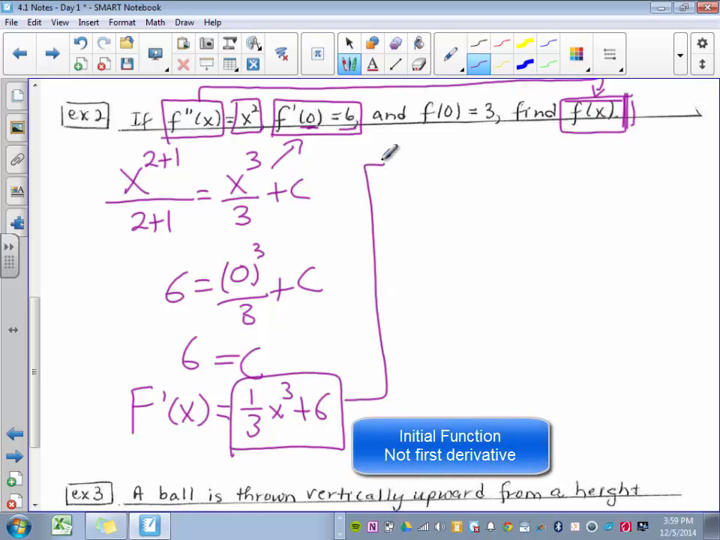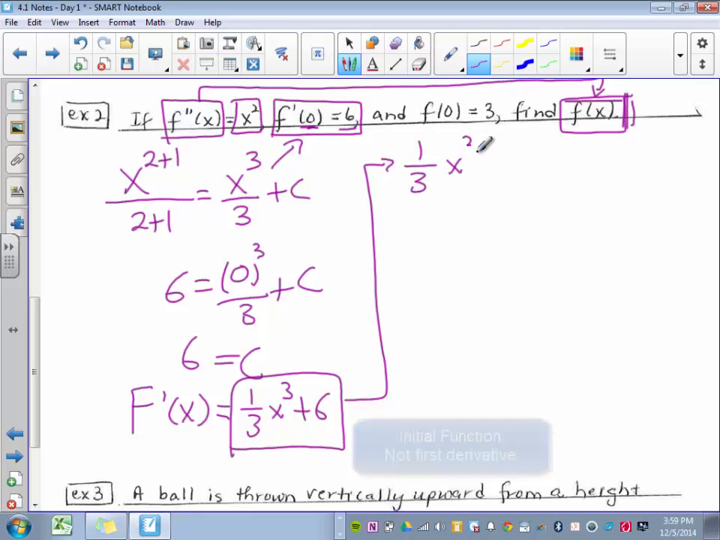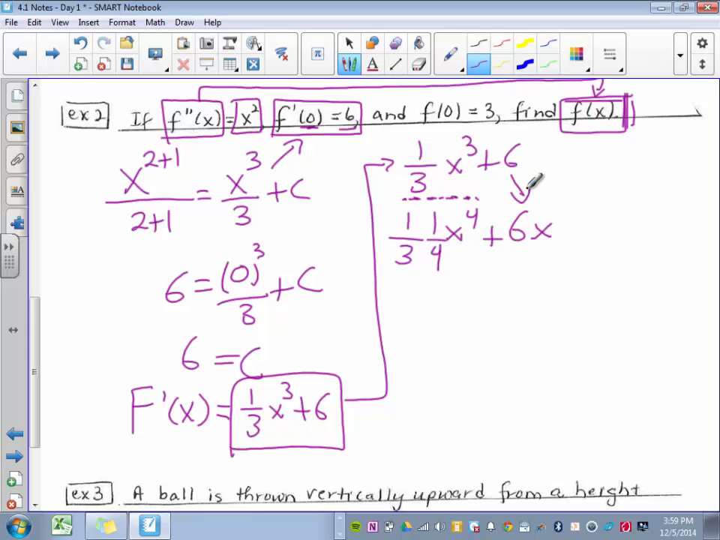So we bring it up here. I got 1/3 x to the third plus 6. We have to find the antiderivative of this. Should I use the product rule? I could, but I can do it without the product rule. I got 1/3, this goes to the fourth power, x to the fourth. But if you were dropping down, you have 1/4 in front, plus 6x. That's from this one right here. So this one right here gives us this, and this one right here gives us this.